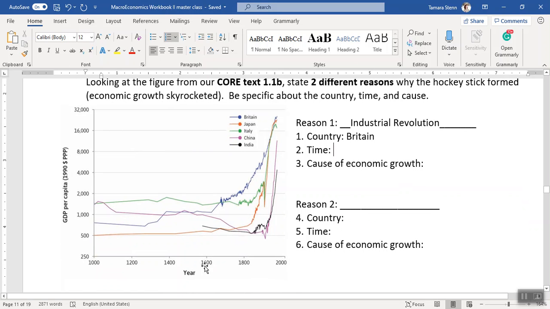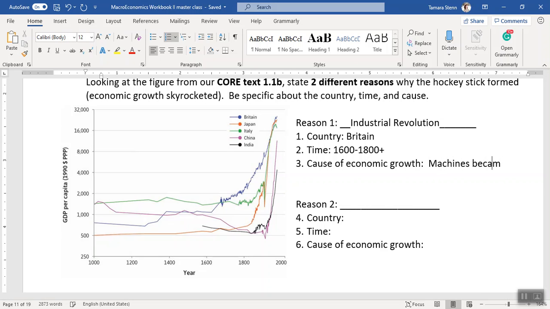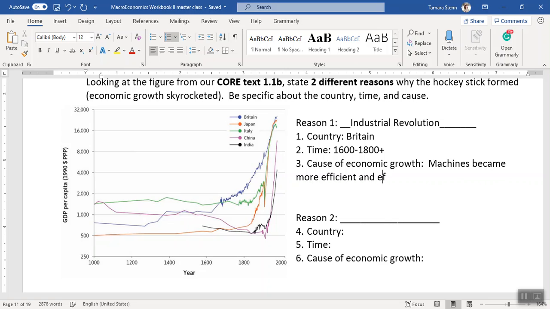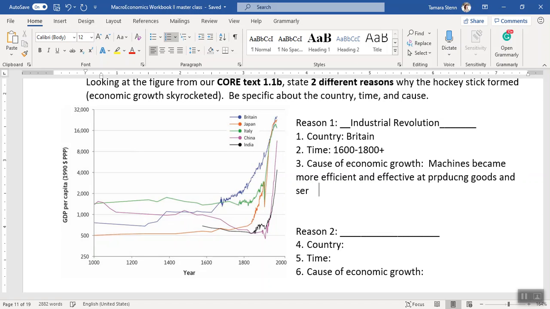So this took place from 1600 to about 1800, I'm going to say. That's where we really started to see that curve take off. So 1600 to 1800 plus. And the cause of the economic growth was that machines became more efficient and effective at producing goods and services than just human labor. Then we had new industries created.